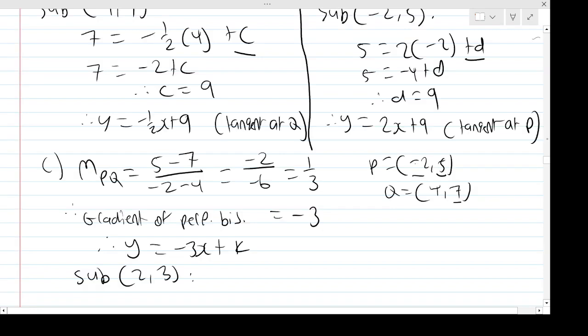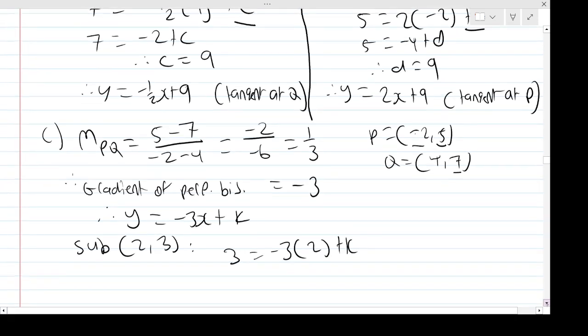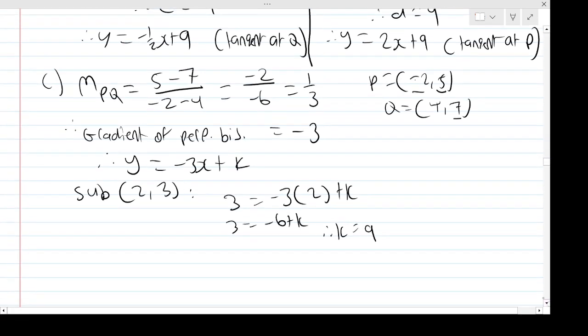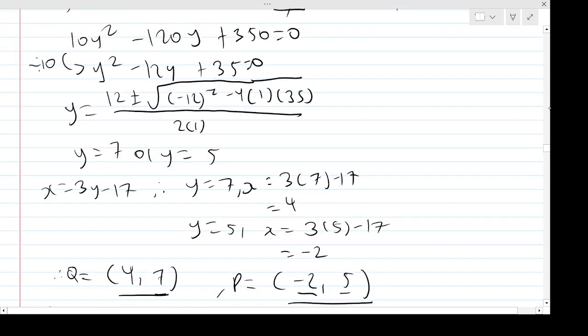We already know a point to sub in. If we do that then, well, y is 3, and then -3x, so x is 2, plus k. So then 3 is -6 plus k. Therefore k is, if we add 6, we get 9. Which means our equation is y = -3x + 9. Cool. There we are then. So that's the equation of the bisector.